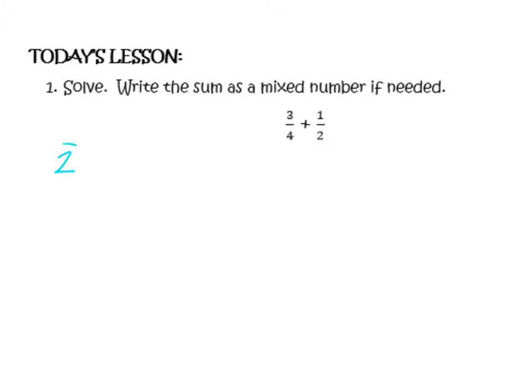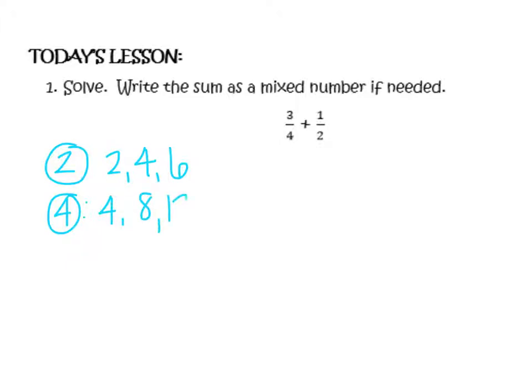So, the multiples of 2 are 2, 4, 6. The multiples of 4 are 4, 8, 12. The least common multiple is 4. Now I need to change my fractions so both fractions have a denominator of 4. Since 3/4 already has a denominator of 4, I can move to the next one. In order to change 1/2 into fourths, I need to think, what do I multiply 2 by to get 4?